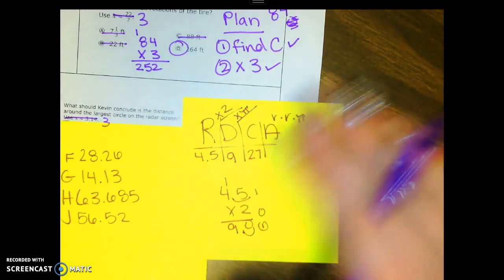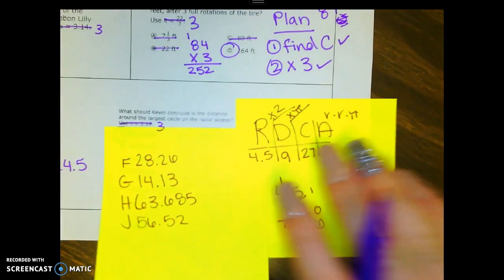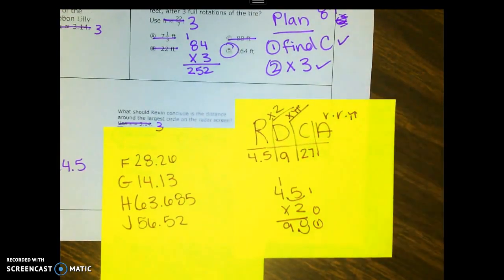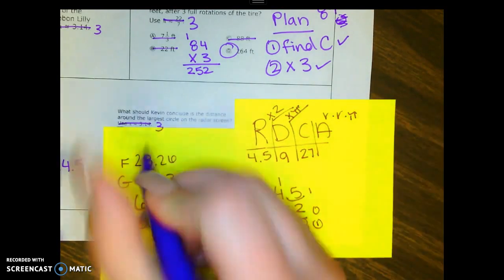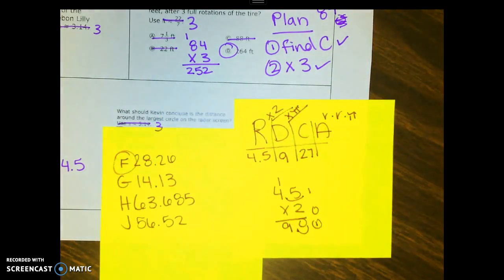Okay, now look at my answer choices. Remember, you want to pick the closest one because we estimated pi, so we have to estimate our answer. So F is the correct answer.